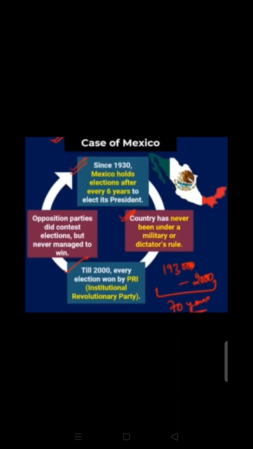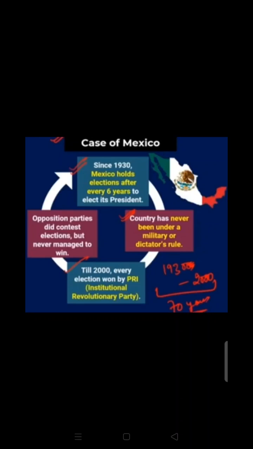Since its independence in 1930, Mexico holds elections every 6 years to elect its president. The country has never been under military or dictator rule, but until 2000, every election was won by a party called the PRI, meaning the Institutional Revolutionary Party. Opposition parties did contest elections but never managed to win. The PRI is known to use many dirty tricks to win elections.